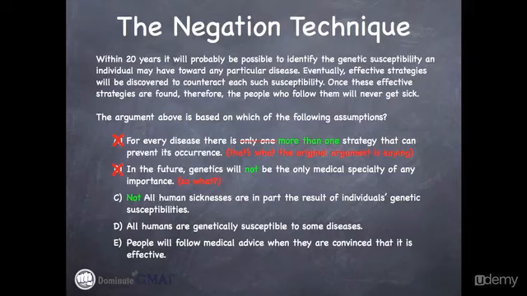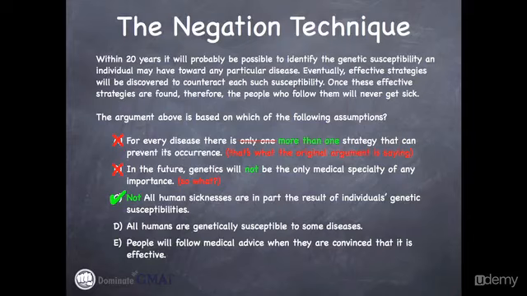Answer choice C. Not all human sicknesses are in part the result of individuals' genetic susceptibilities. Does that make the argument fall apart? Yeah, absolutely. And in fact, this is the assumption. The assumption is that all human sicknesses are in part the result of genetic susceptibilities.